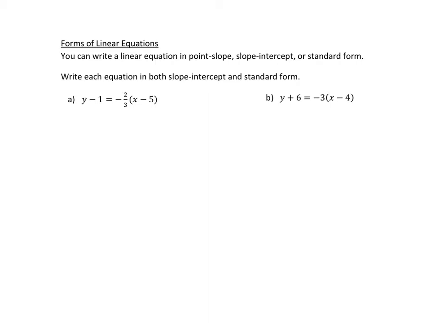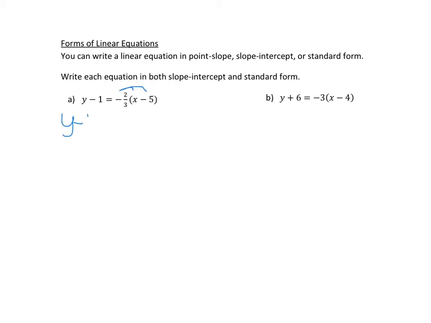You can write a linear equation in point slope, slope intercept, or standard form. Write each equation in both slope intercept and standard form. So here we're given the point slope form. We need to write it in both slope intercept and standard form. I prefer to start with slope intercept and then go to standard form, but you can do whichever method you choose. In order to do slope intercept form, I need to take care of these parentheses by distributing.